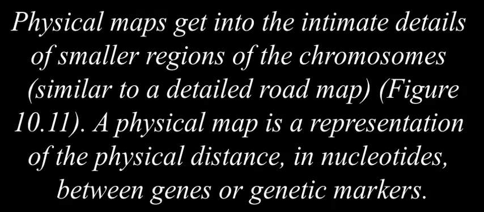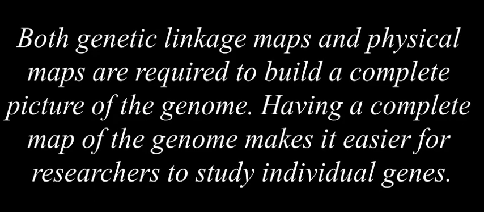Physical maps get into the intimate details of smaller regions of the chromosomes, similar to a detailed road map. A physical map is a representation of the physical distance in nucleotides between genes or genetic markers. Both genetic linkage maps and physical maps are required to build a complete picture of the genome. Having a complete map of the genome makes it easier for researchers to study individual genes.